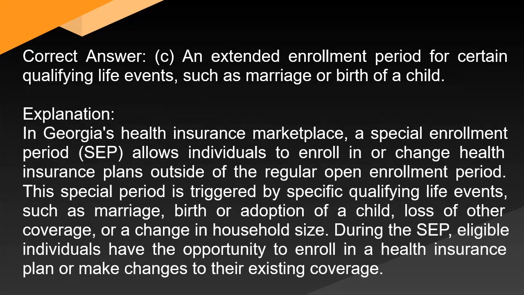Correct answer. C. An extended enrollment period for certain qualifying life events, such as marriage or birth of a child. Explanation. In Georgia's health insurance marketplace, a special enrollment period, SEP, allows individuals to enroll in or change health insurance plans outside of the regular open enrollment period. This special period is triggered by specific qualifying life events, such as marriage, birth or adoption of a child, loss of other coverage, or a change in household size. During the SEP, eligible individuals have the opportunity to enroll in a health insurance plan or make changes to their existing coverage.